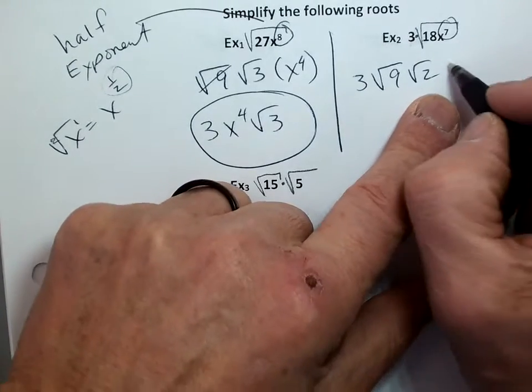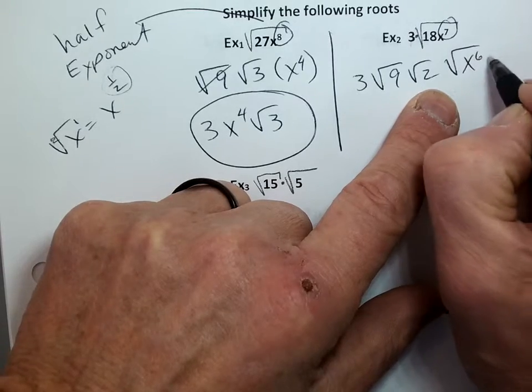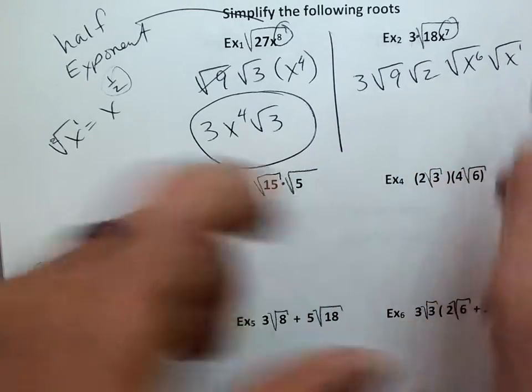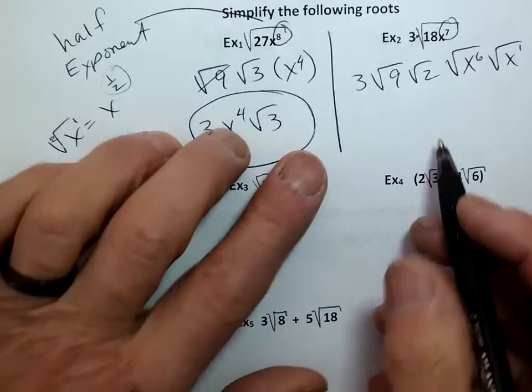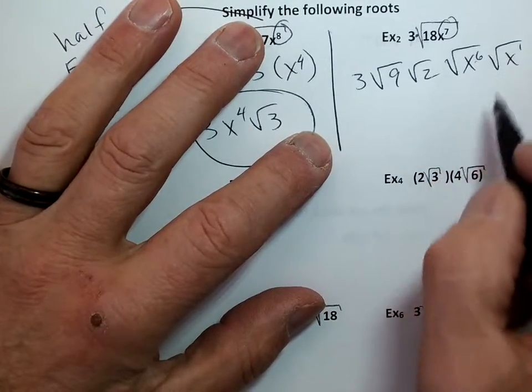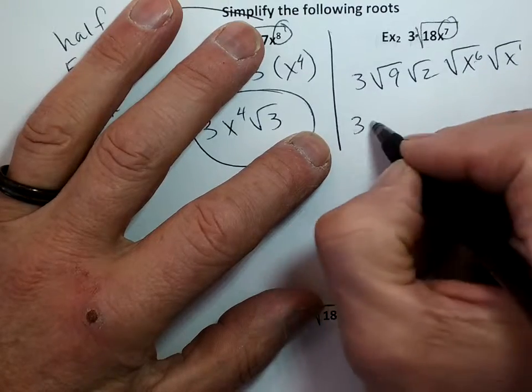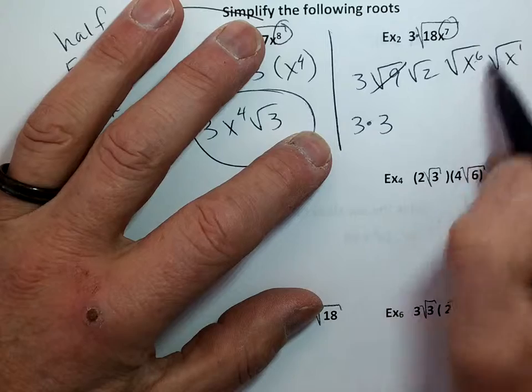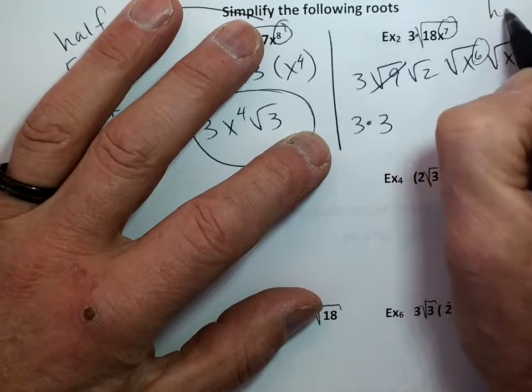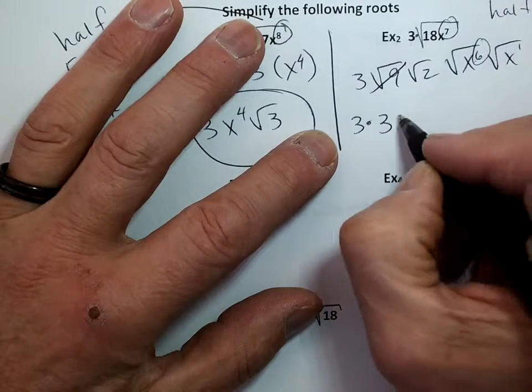So I'm going to rewrite this as the square root of x to the 6 and the square root of x to the 1, okay? So I take 1 away to make it even, right? Because I want to take half of it. So I've got a 6, which I can take half of. So I'm going to go this 3 times, right, Daisy? Square root of 9 is 3. I'm going to take half of my exponent, so I'm going to get an x to the 3rd.